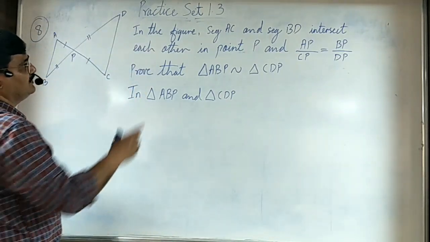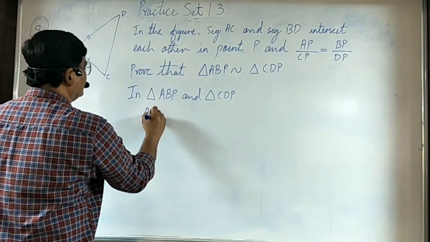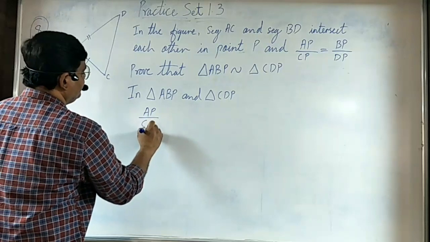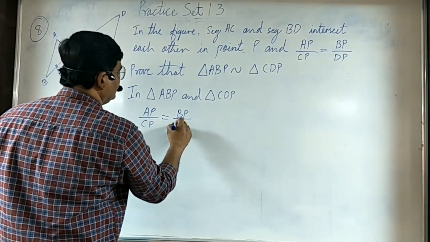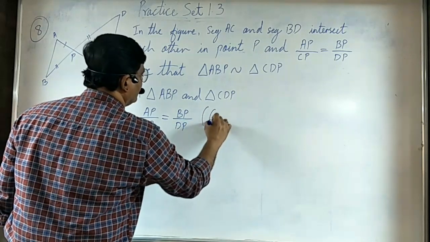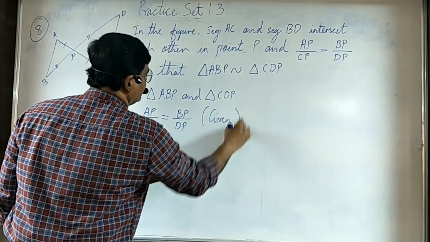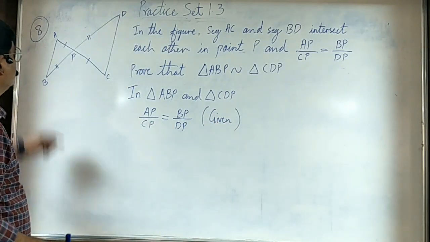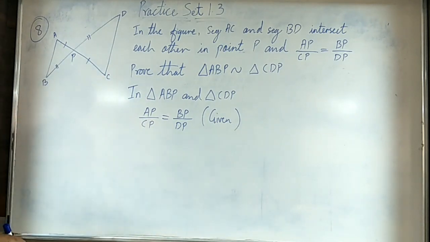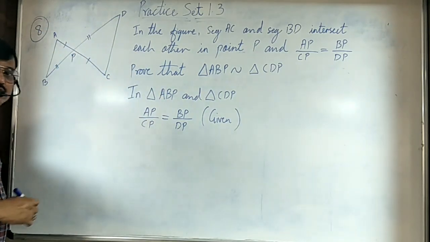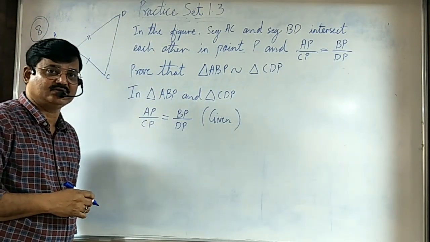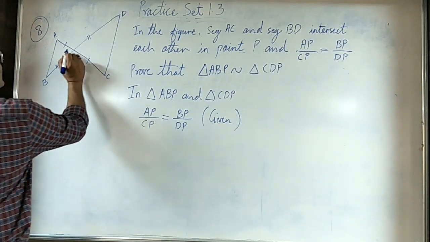If you check this out, it's very simple. You have AP upon CP is equal to BP upon DP. This has been given to you. Now, since it is given in your question, can you see that the ratio of two corresponding sides are equal? And in this triangle, two lines are intersecting. As you have done in your 9th standard also, if two lines are intersecting, then you can have one angle between them.